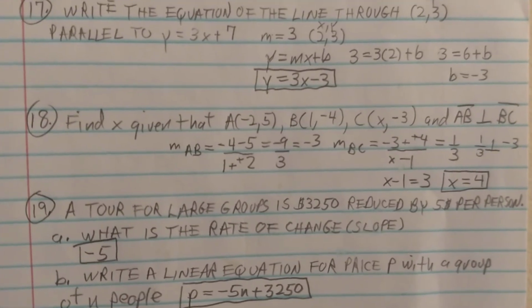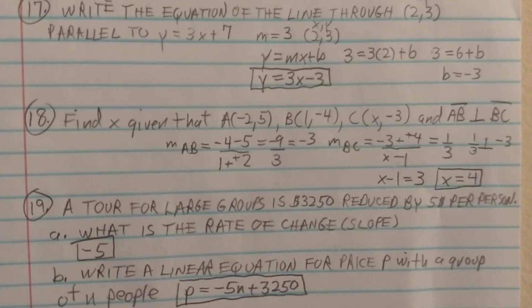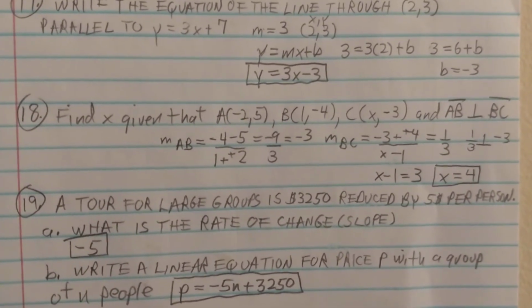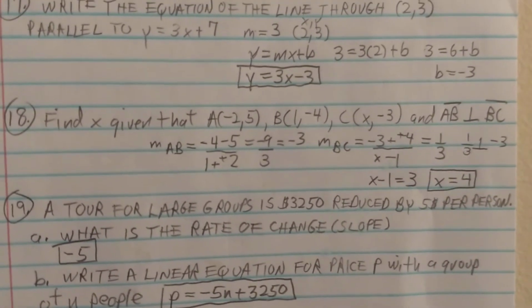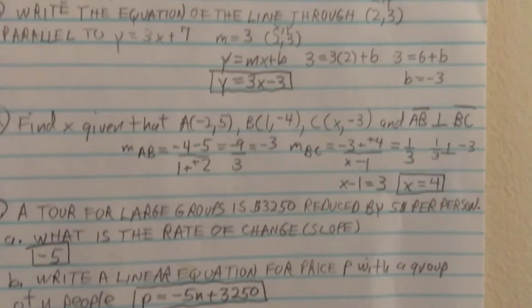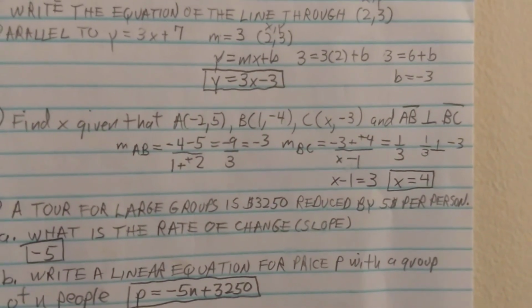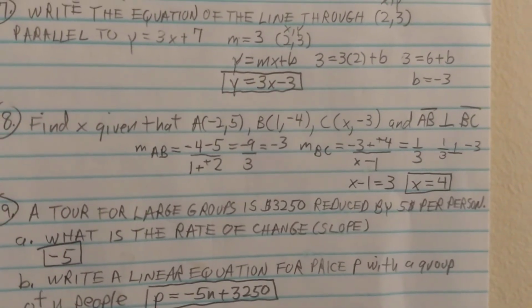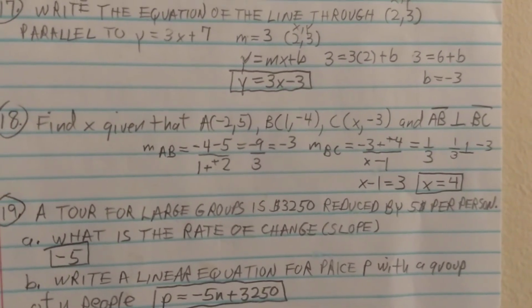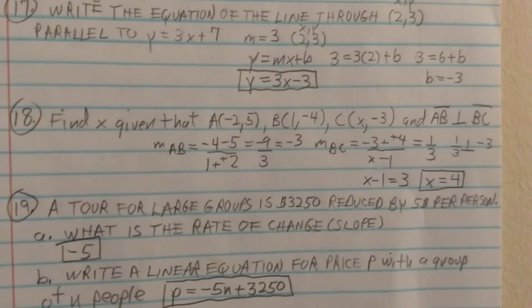So plugging into y equals mx plus b, we have 3 for y equals 3 for slope times 2 for x plus b, or 3 is equal to 6 plus b, or b is equal to negative 3. And plugging back in what the slope and the b is for the line, we have y equals 3x minus 3.